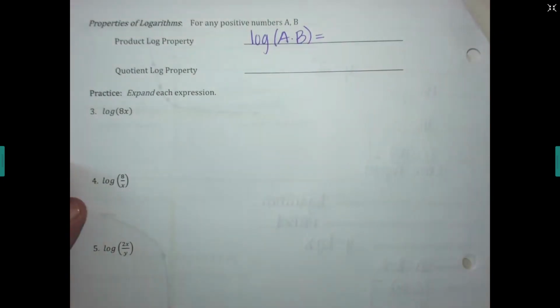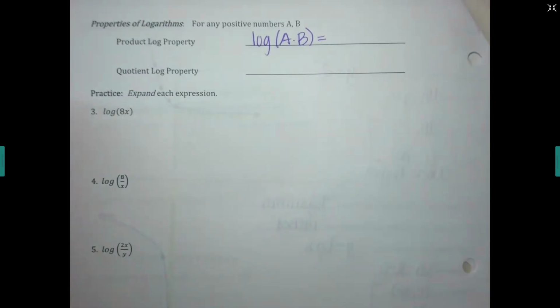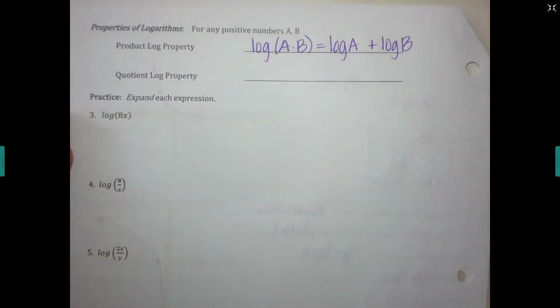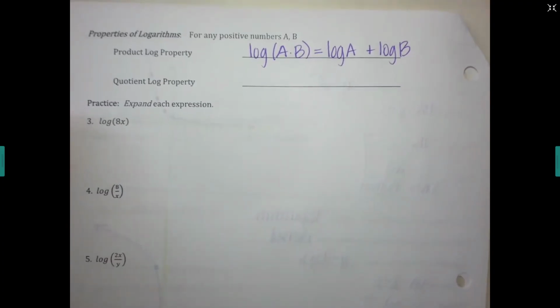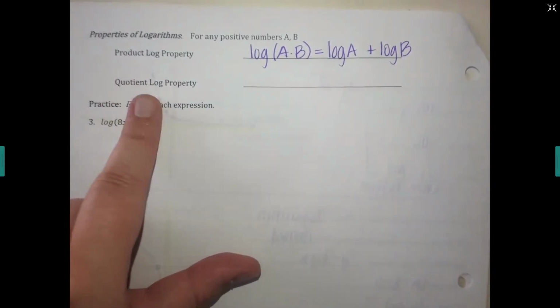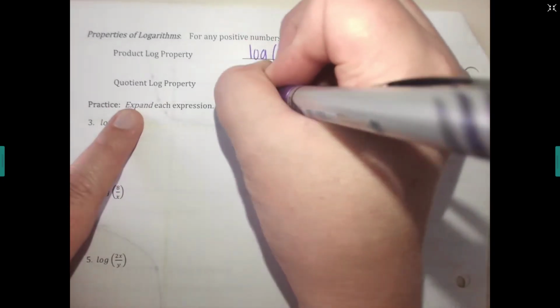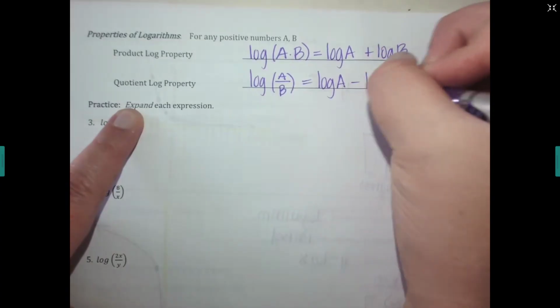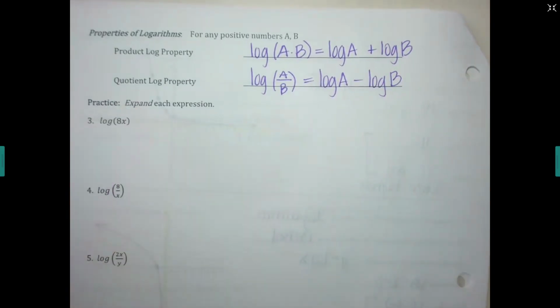Okay, the product property says that if you have a log of 2 things that are multiplied, so let's say A times B, you can split them into separate logs using addition. So it would be log A plus log B. If multiplication splits by addition, what do you think division will split by for the quotient? Subtraction. Very good. So your second property is that if it's A divided by B, you can give them each their own logs if you minus them. Okay?